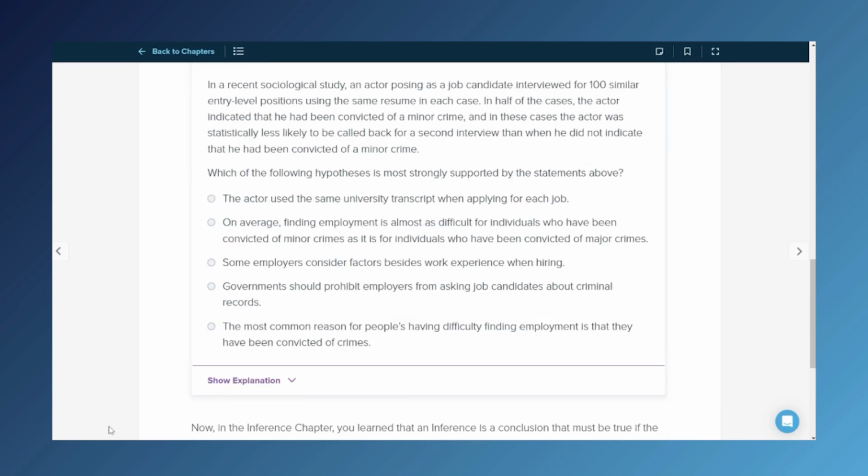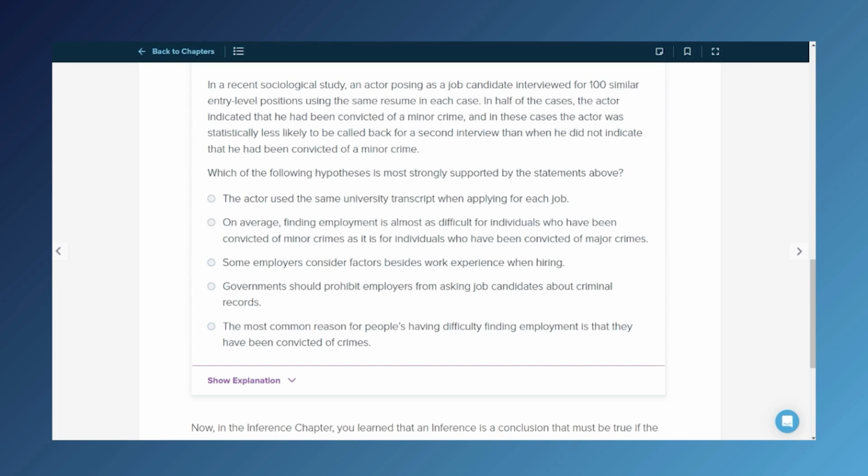In a recent sociological study, an actor posing as a job candidate interviewed for 100 similar entry-level positions using the same resume in each case. In half of the cases, the actor indicated that he had been convicted of a minor crime, and in these cases, the actor was statistically less likely to be called back for a second interview than when he did not indicate that he had been convicted of a minor crime. Which of the following hypotheses is most strongly supported by the statements above?